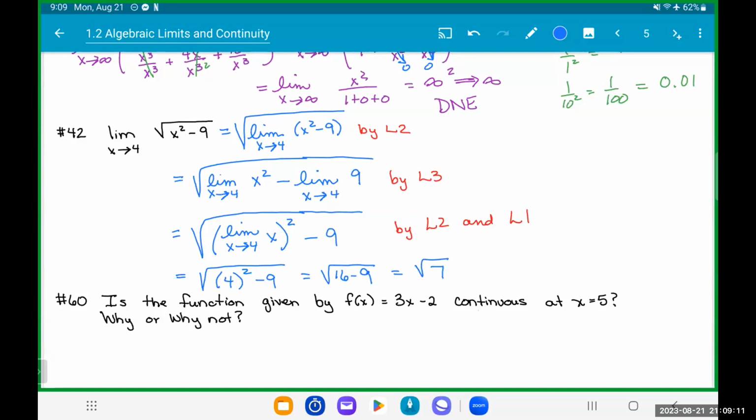Now, we could have literally just plugged 4 into here. If we would have plugged 4 into here, we would have gotten the square root of 16 minus 9, and we would have, in like one step, received this. But the instructions weren't to do that. The instructions were to step through each of those limit properties to get to that solution. Question.